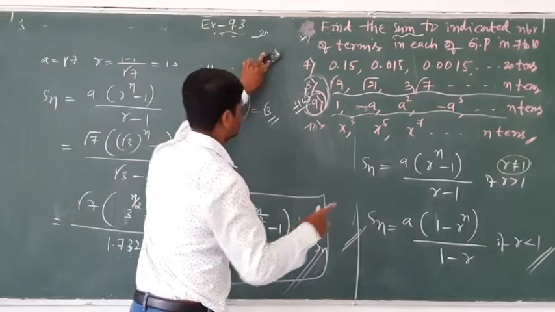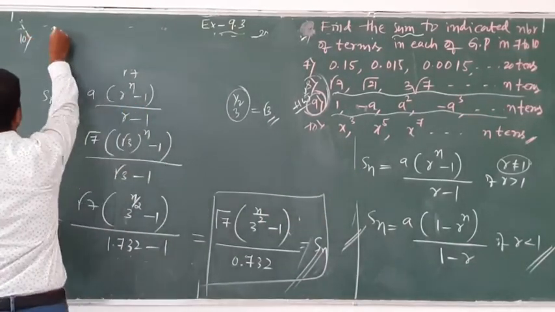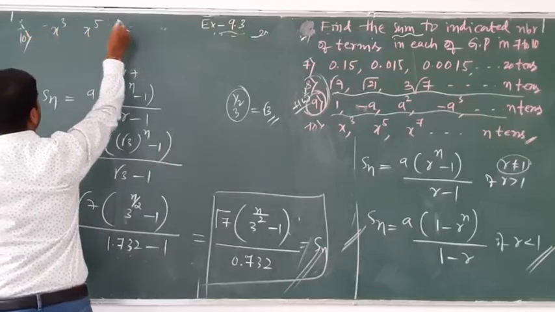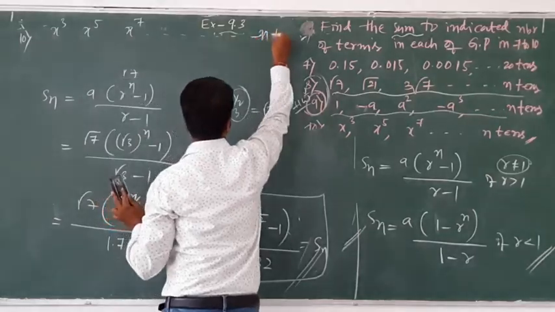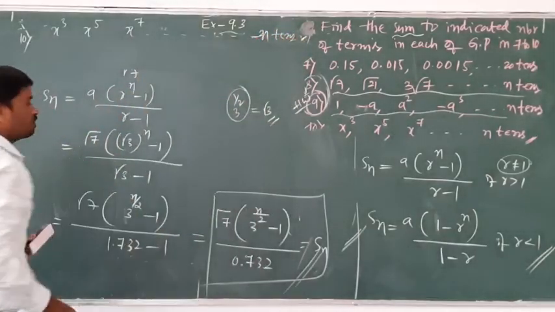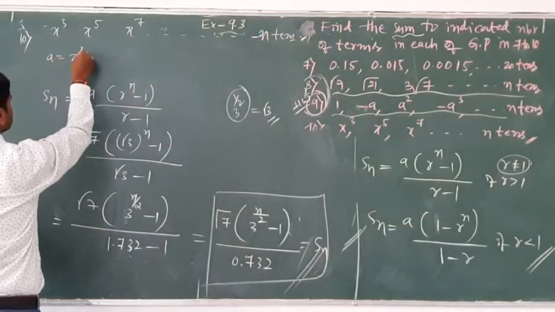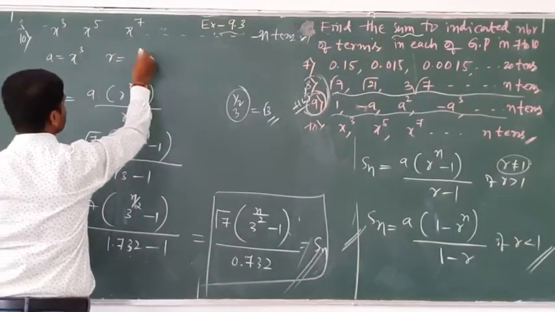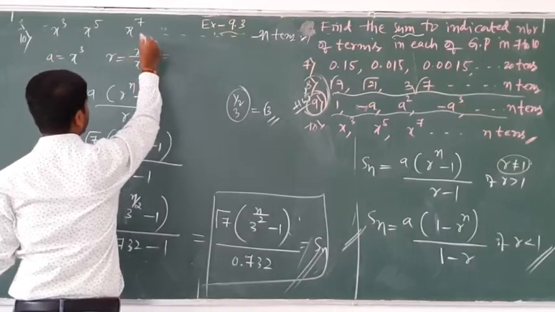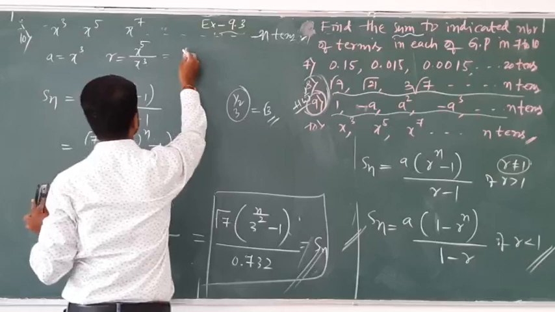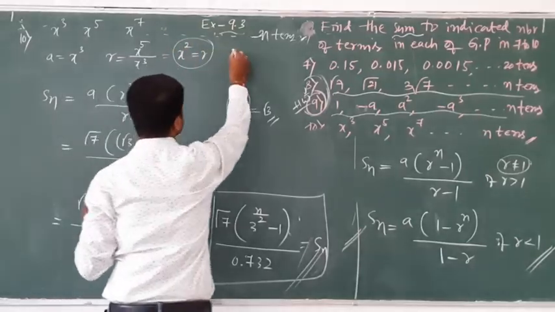Same question. Question number 10 I will do. Here x cube, x power of 5, x power of 7, up to so on, n terms. What is the a value? The first one, x cube. What is the r value? A2 divided by A1: x power of 5 divided by x cube. Power 5 and power 3, get cancel. What is the remaining? x square is equal to r, the common ratio.